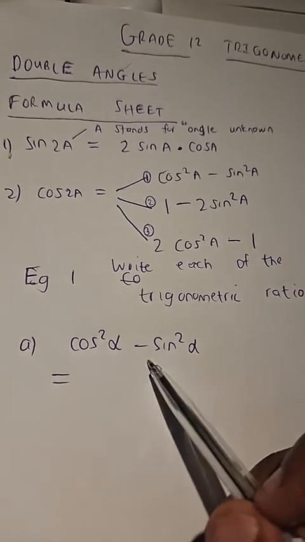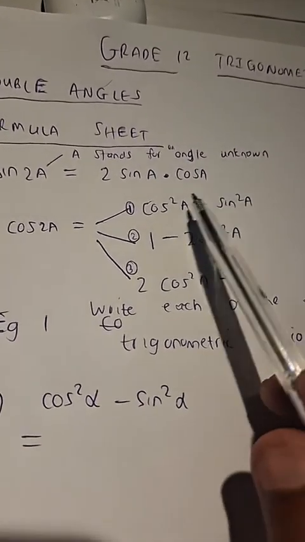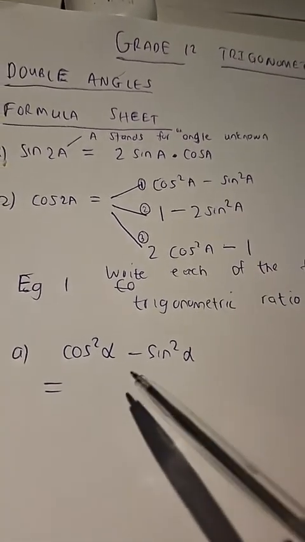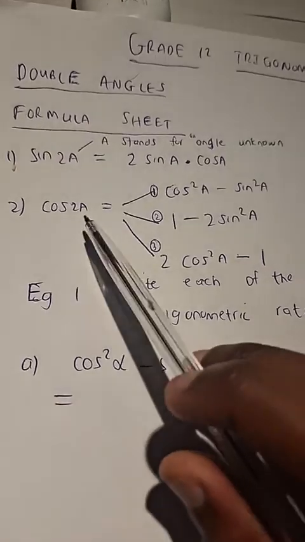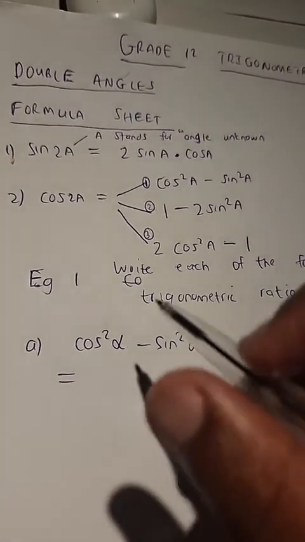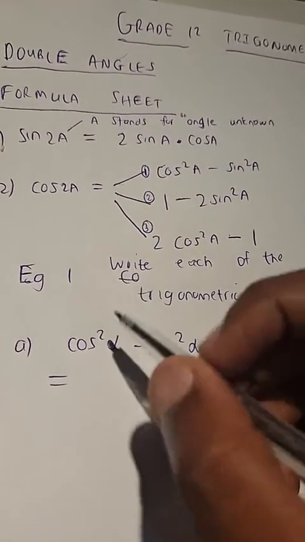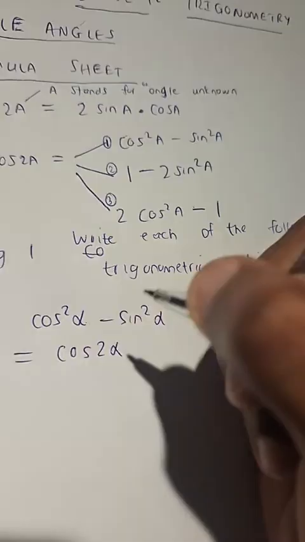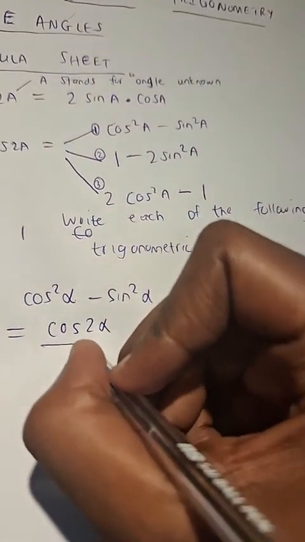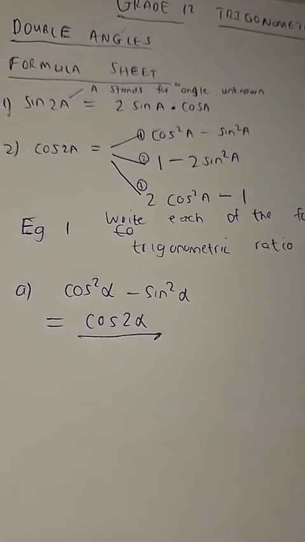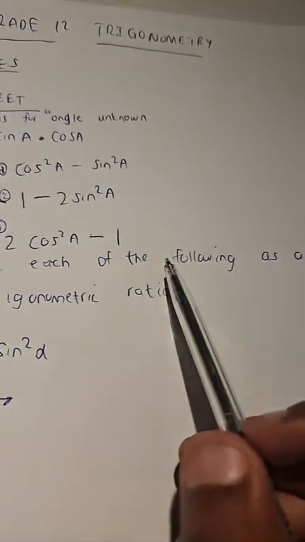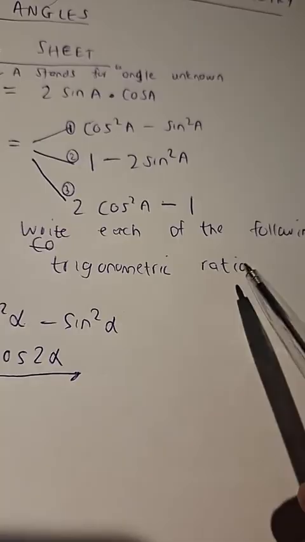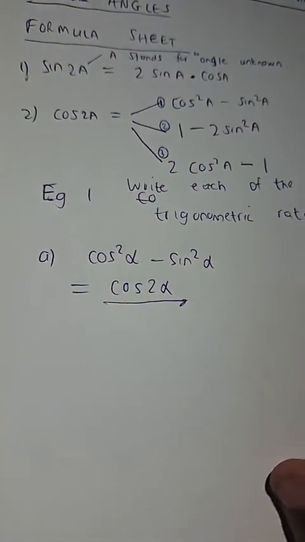So cos squared alpha minus sine squared alpha, if you look at this here, this mirrors that. So therefore the answer would be, okay, this is alpha, not x. So therefore we are going to say cos 2 alpha. Okay, and that would be our answer, because we are asked to write each of the following as a single trigonometric ratio. So it would be cos 2 alpha.